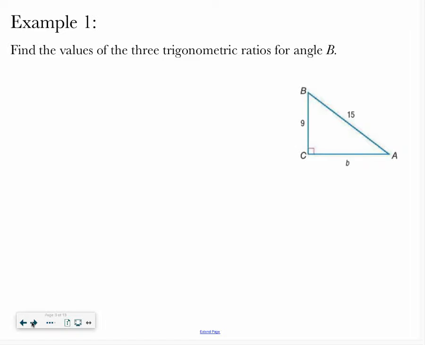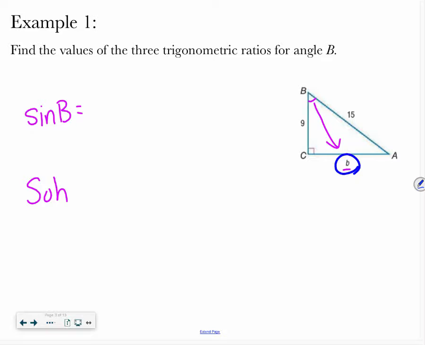Let's practice finding the values of the three trigonometric, sorry, it's a tongue twister, trigonometric ratios for angle B. So I look at my triangle, I see here's my angle B, and I want to know what my three trigonometric ratios are. So sine of B, okay, remember, sine is opposite. So what side's opposite of angle B? Oh, we have a variable. Before we can figure out what our ratio is, we need to solve for b.